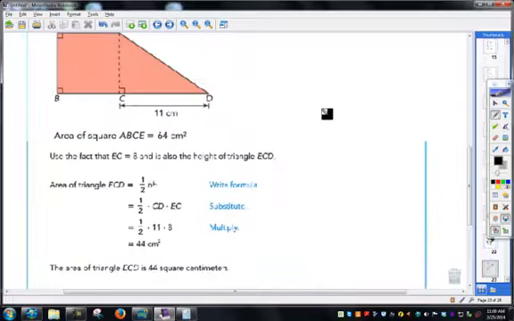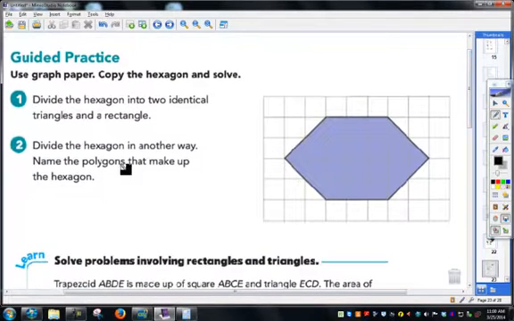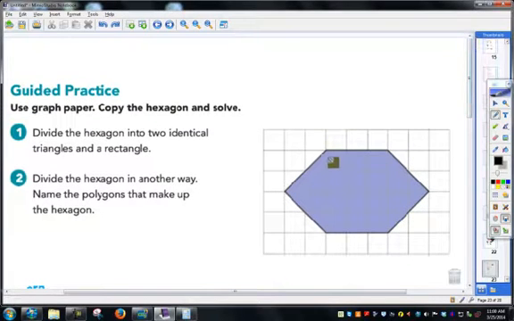Okay, let's go to the next page. Divide the hexagon into 2 identical triangles and a rectangle. So let's, if my pen will let me do this, we will do it. I'm going to divide it here, creating that triangle, and I know these are right angles. So now I know that I've created 2 triangles there, and I've created a rectangle in the middle.